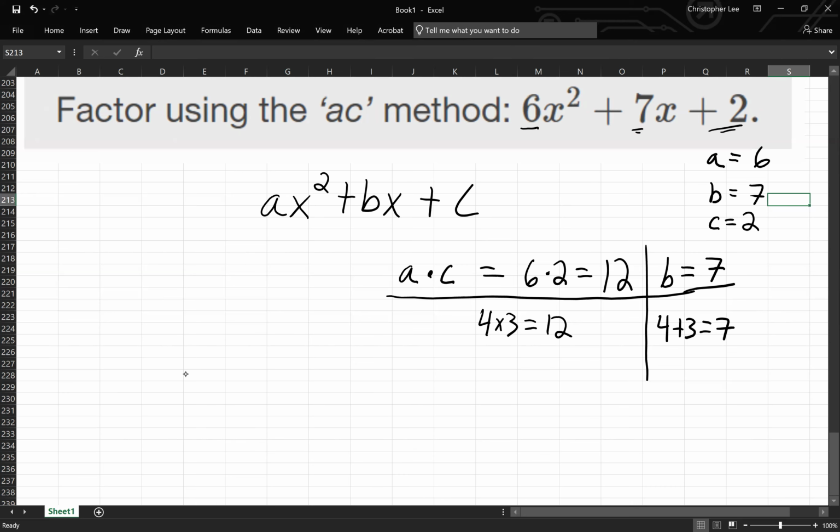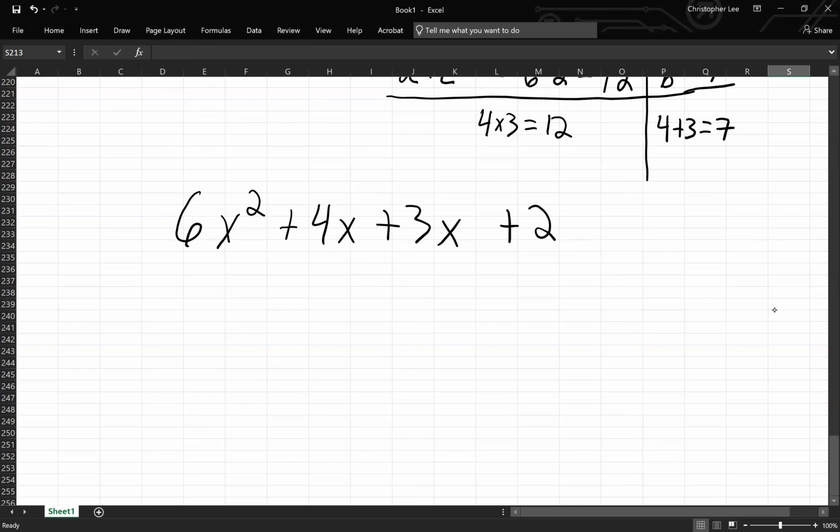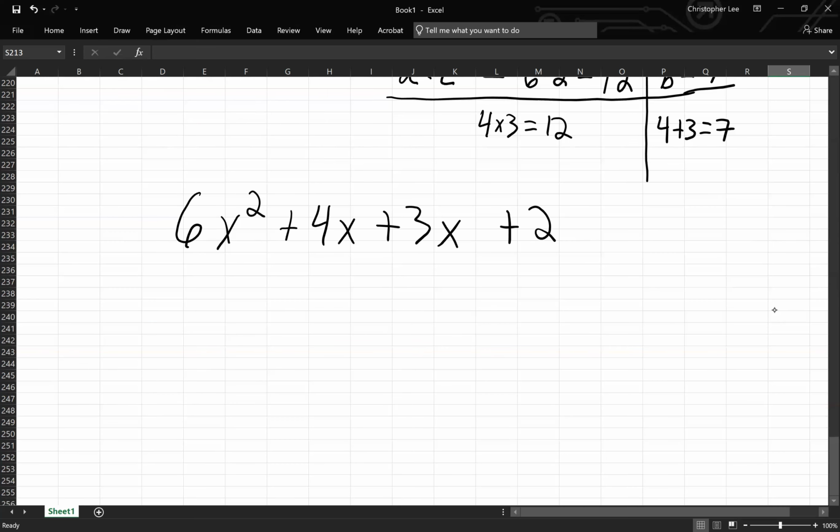Now, check this out. This is how I factor with this. So I'm going to rewrite my question. So I have 6x squared. But instead of using the 7x, I'm going to use the numbers that we found. So this is going to be plus 4x, plus 3x, and then plus 2. So I'm replacing the 7x with the 4x and the 3x in the middle. All right. And also, it doesn't matter which order you write these in. If you write the 3x first and the 4x second, that's fine. The order doesn't matter, right? But now look at how many terms I have. 1, 2, 3, 4. So now I'm back to factor by grouping.